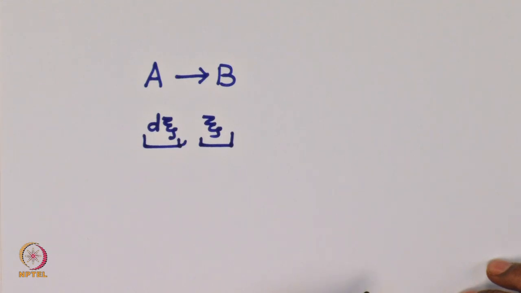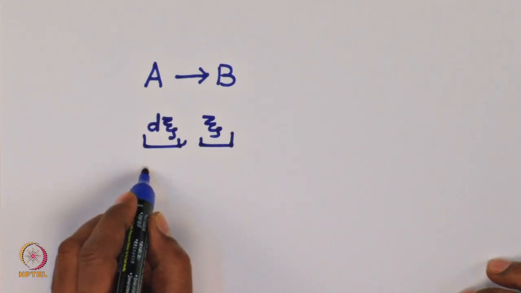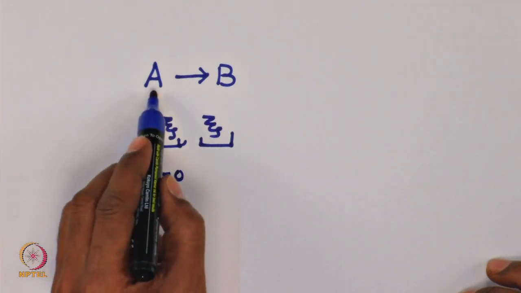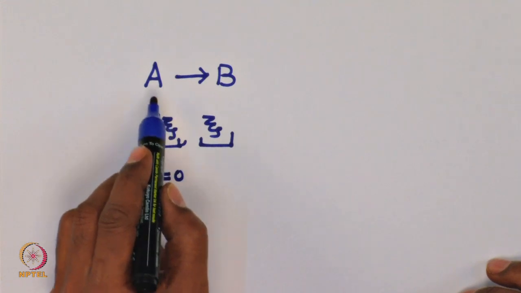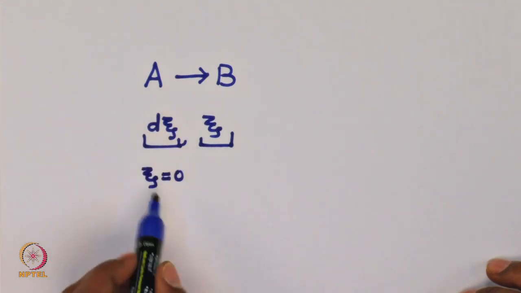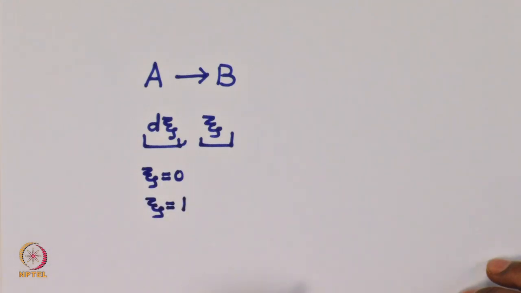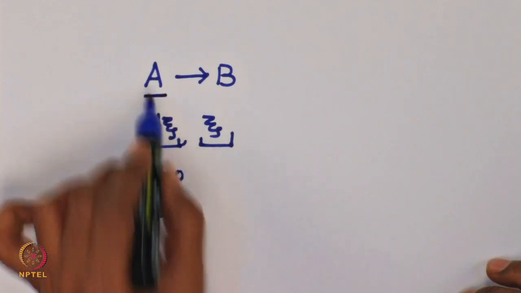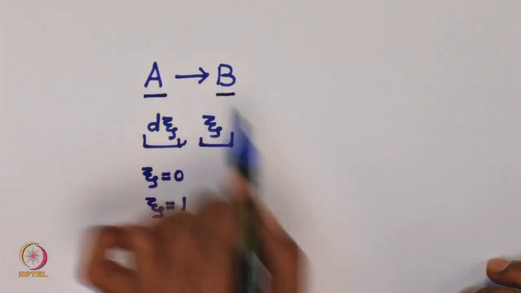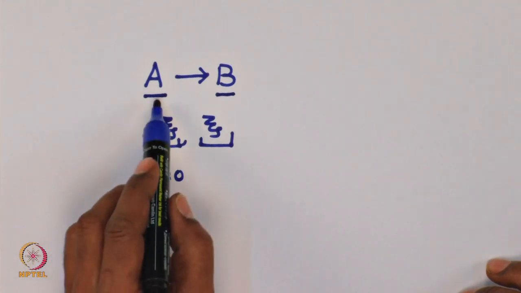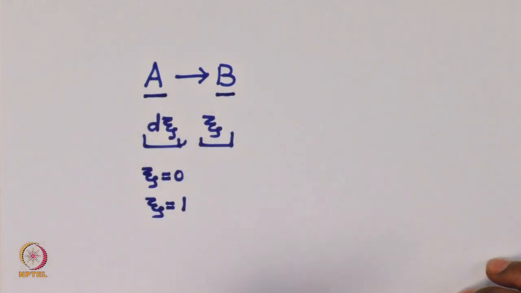Extent of reaction means how much the reaction has advanced. Extent of reaction equal to 0 means the reaction has not proceeded, you have pure A, and extent of reaction equal to 1 means 1 mole of A has been converted to 1 mole of B. This must be very clear that when xi is equal to 1, it means 1 mole of A has been converted to 1 mole of B.